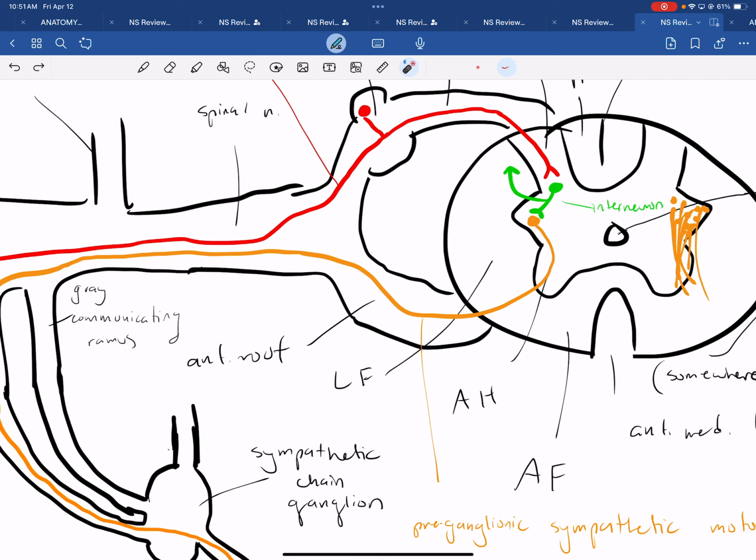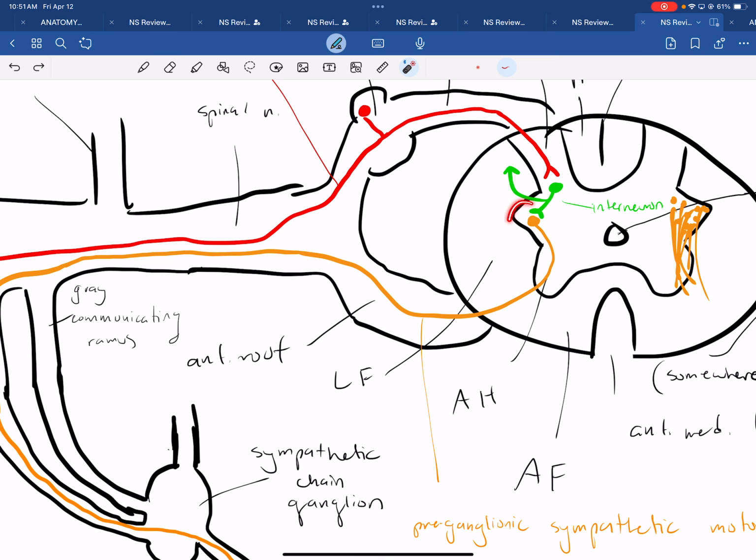Good. And that's for which division of the autonomic nervous system? Sympathetic. Where are the parasympathetic autonomic motor neurons located? Okay, so brainstem nuclei. What about in the sacral segments? Which sacral segments? Good. S2 through S4, right?